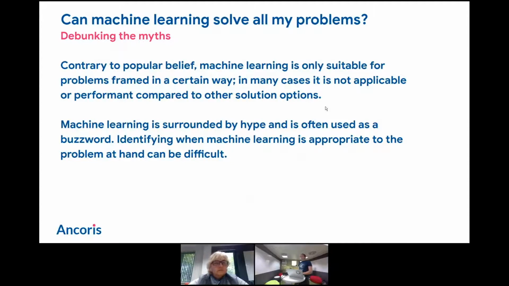Really, machine learning is only suitable for problems framed in a certain way, and in many cases, it's not applicable at all, or it's actually not performant compared to other options. And some of those options can be very trivial approaches. So ML can actually bring in more complexity. We see it as a bit of hype around it. People feel like they should be using it, and the answer is it is highly effective, but you have to have some understanding of your use case, and you have to have some understanding of your data that you've got available, and how accurate the end model is going to be. So the answer to that is yes, it is highly effective in certain situations.